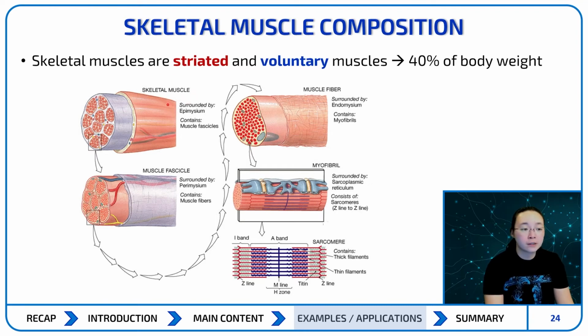I start off with my skeletal muscle. It's surrounded by, in pink, the epimysium, and it contains what's called muscle fascicles. And within each muscle fascicle, this is surrounded by something like a skin called perimysium, and this contains muscle fibers bundled together. Now you take a look at the muscle fibers, and it's surrounded by another layer of protective skin, let's say, called an endomysium.